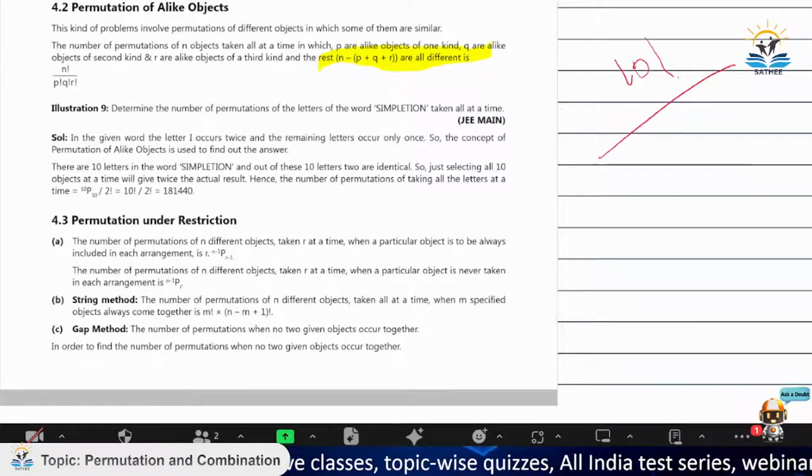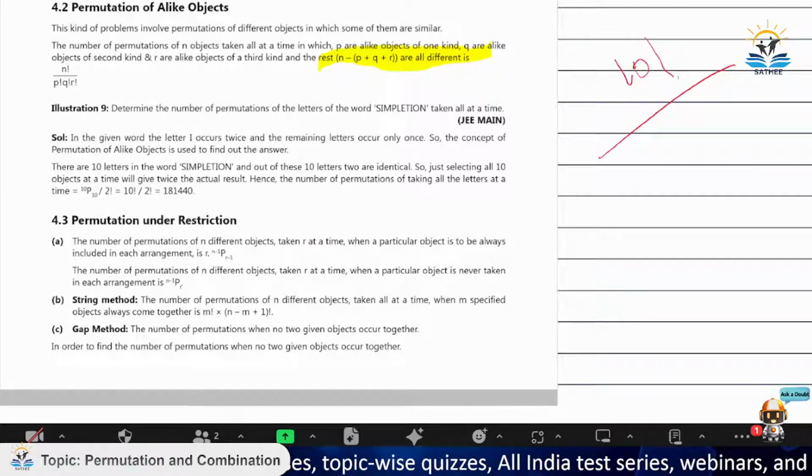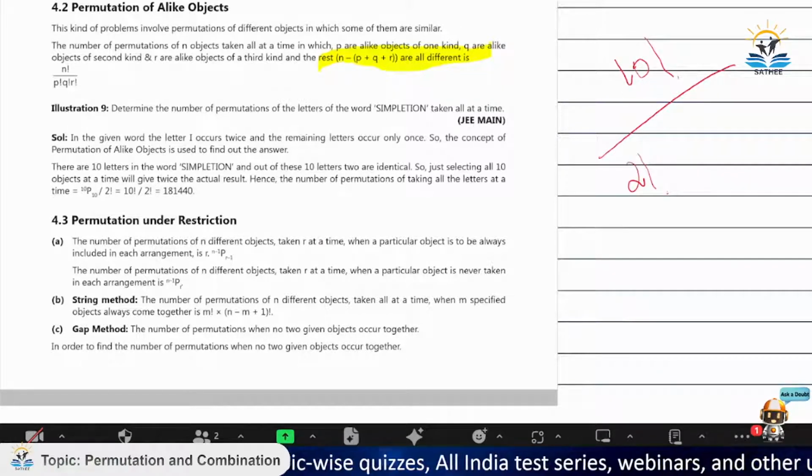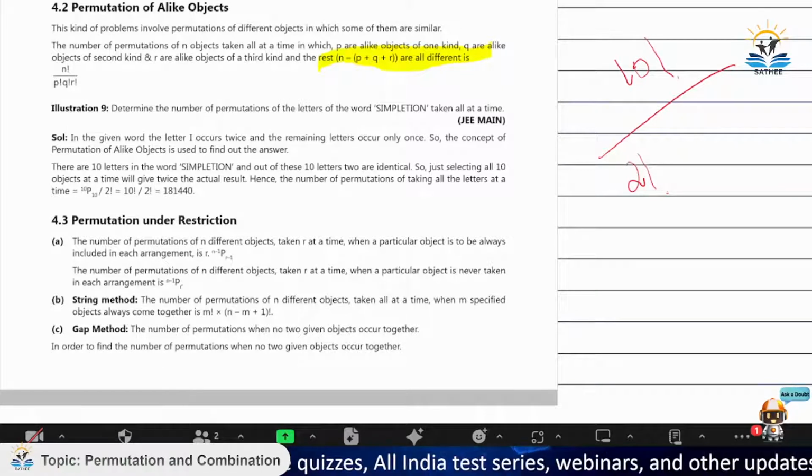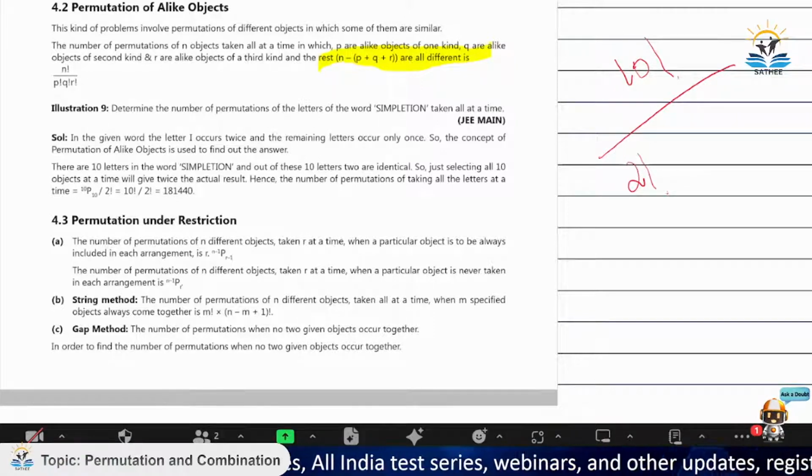But now some letters are being repeated, right? So I अगर repeat हो रहा है दोबारा तो हम उसको दो से divide कर देंगे ऐसे. Now और कोई letter repeat हो रहा है आपके नजर में? नहीं, right? So this is what we are left with.